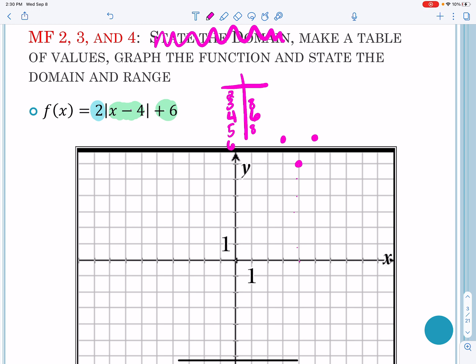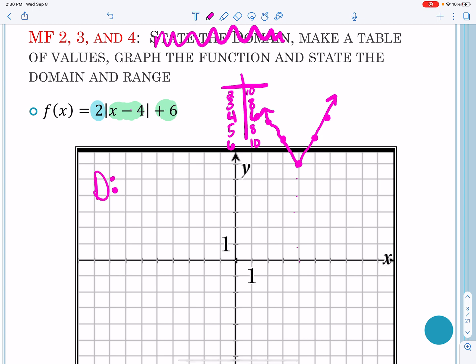So if I put in 6, that would be 2. The absolute value of 2 is 2, times 2 is 4, plus 6 is 10. Okay, so that would be the next one. And I know this goes off the graph, and that happens from time to time. And if it does happen on a test or quiz, just sketch it like that. Okay, so I made a table, I graphed the function, now state the domain and the range.